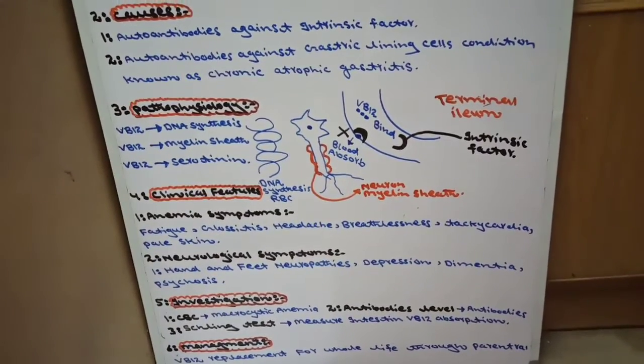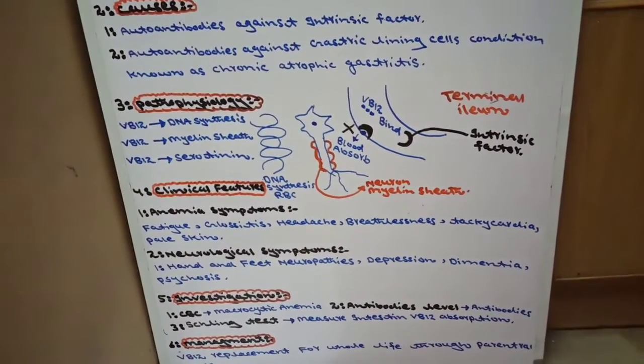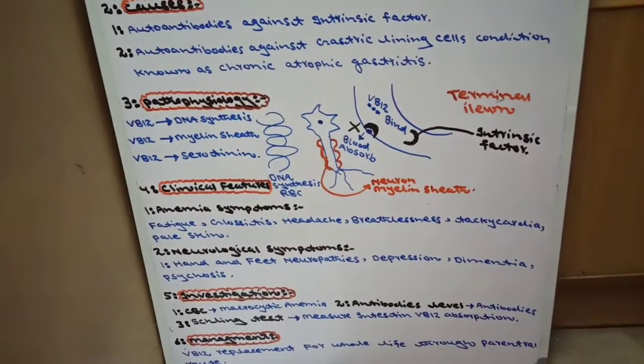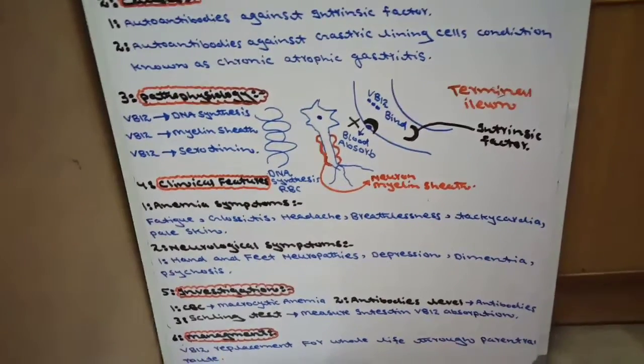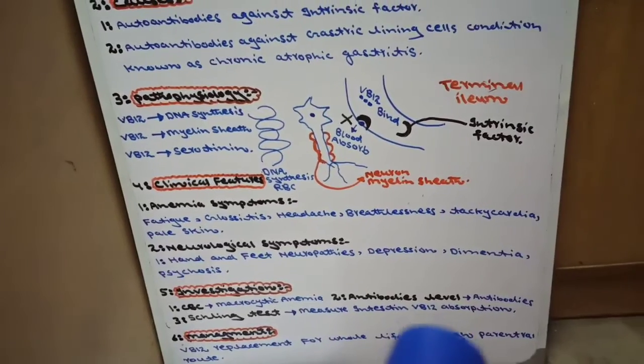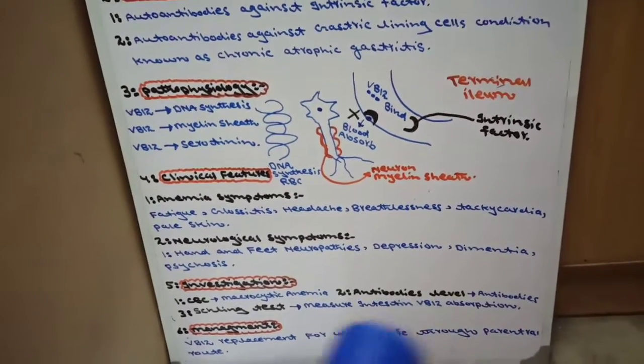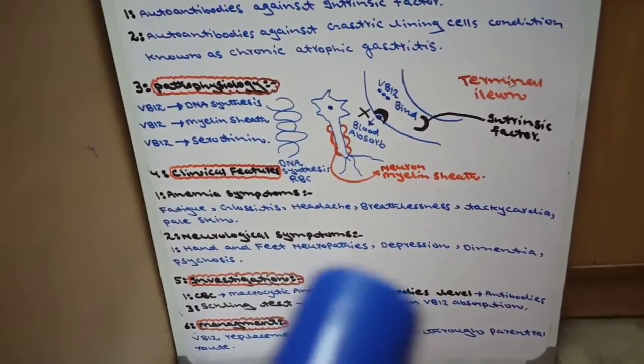By Schilling test we measure vitamin B12 absorption through the intestine. These are the three investigations of pernicious anemia.